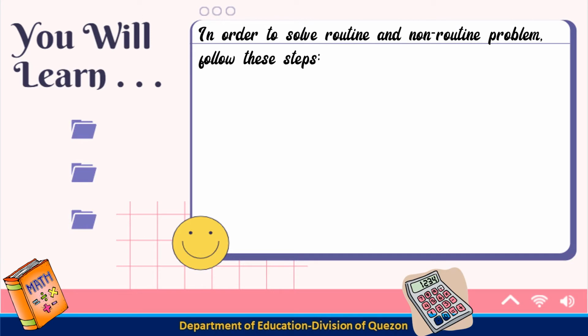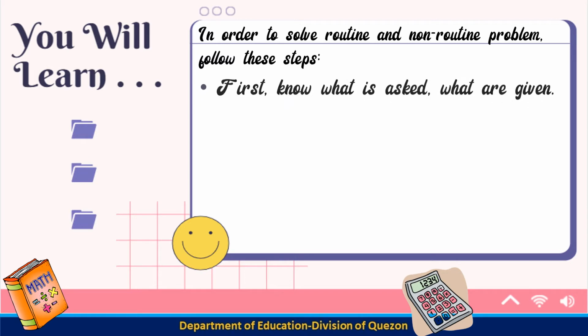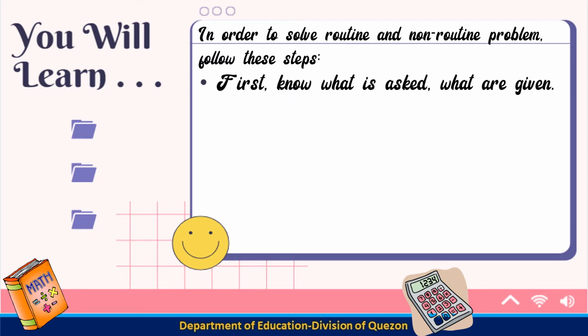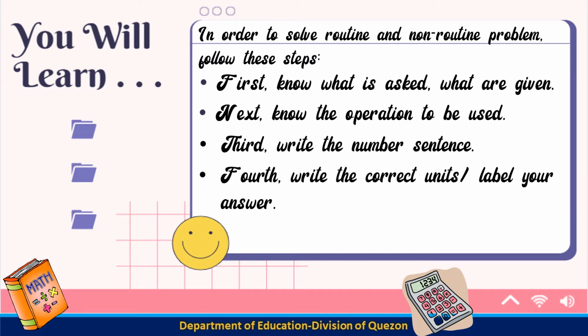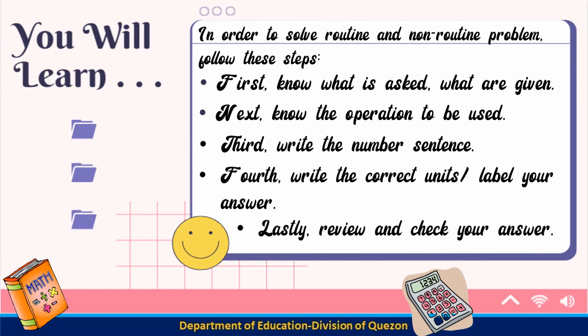Before we proceed, you will learn first, in order to solve routine and non-routine problems, follow these steps. First, know what is asked and what are given, or the understanding. Second, know the operation to be used. Third, write the number sentence. Fourth, write the correct units or label your answer. And lastly, review and check your answer. Nagawa na natin to last time, so it's easy for you.